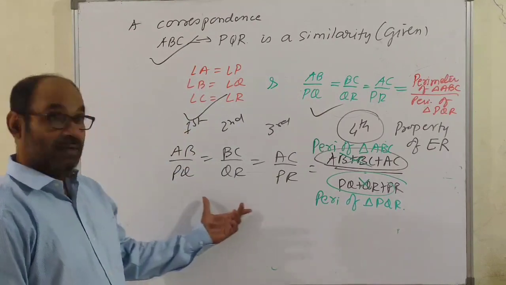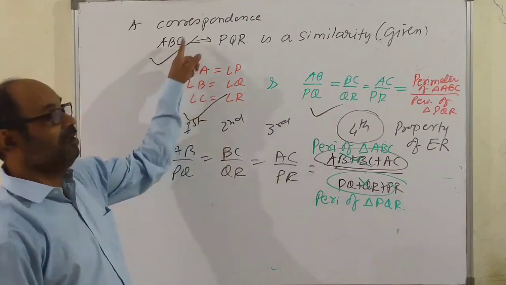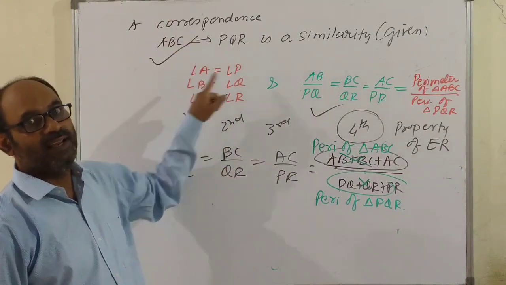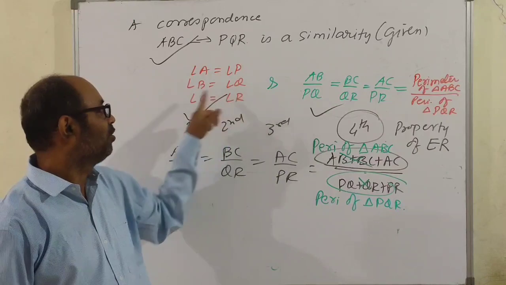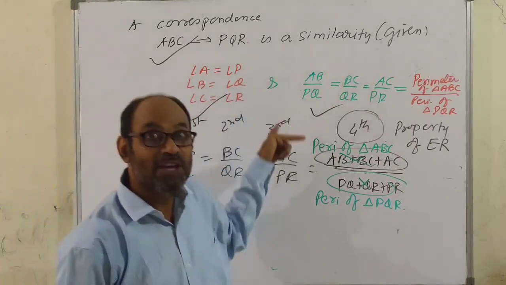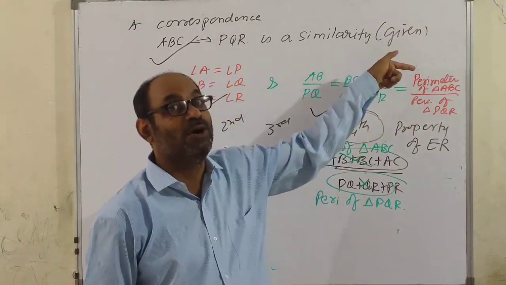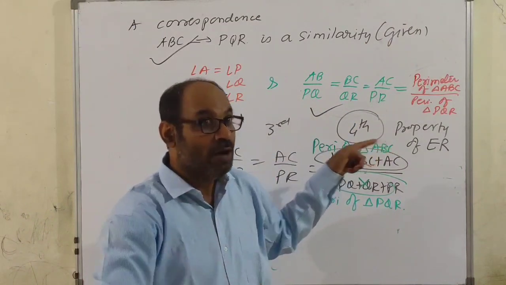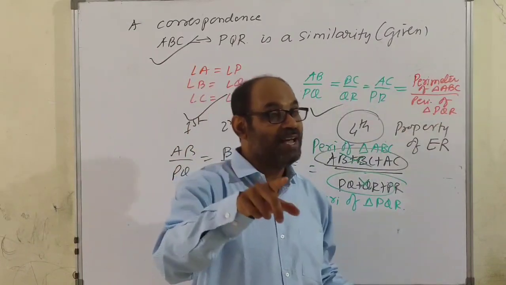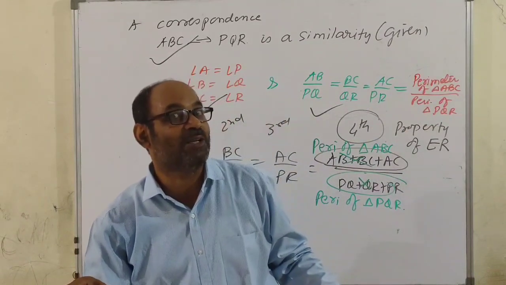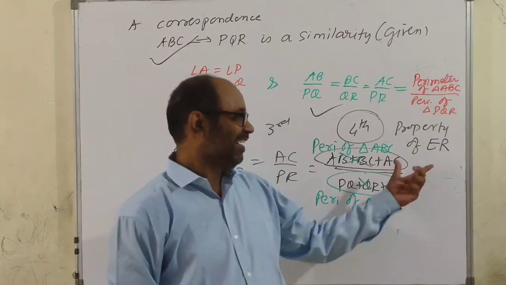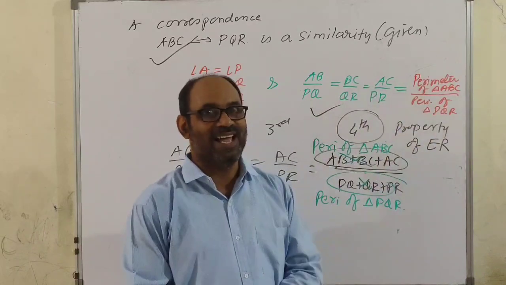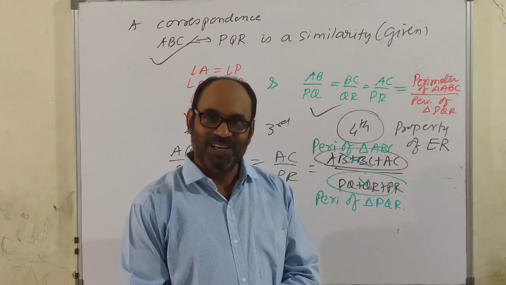Okay. So, this result, please remember, if ABC corresponds to PQR is similarity, then angle A is congruent to angle P, angle B is congruent to angle Q, and angle C is congruent to angle R. And AB upon PQ is equal to BC upon QR is equal to AC upon PR by definition. But we get fourth ratio equal to perimeter of triangle ABC upon perimeter of triangle PQR by using property of equal ratios. So from the result we brought a new result. Are you getting me? Did you understand?